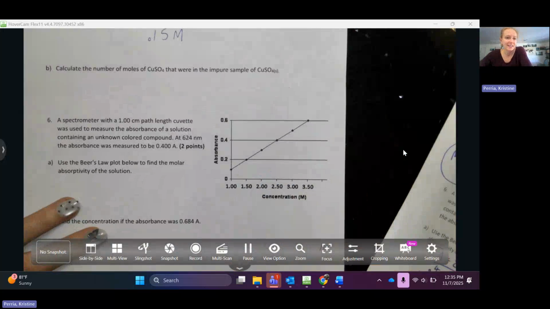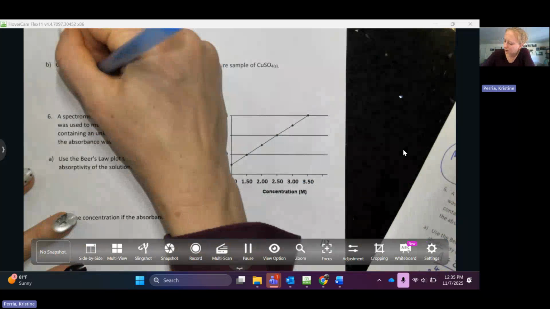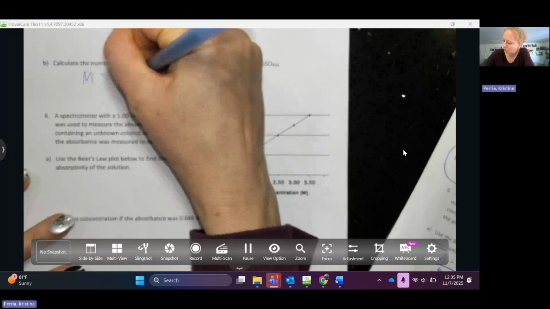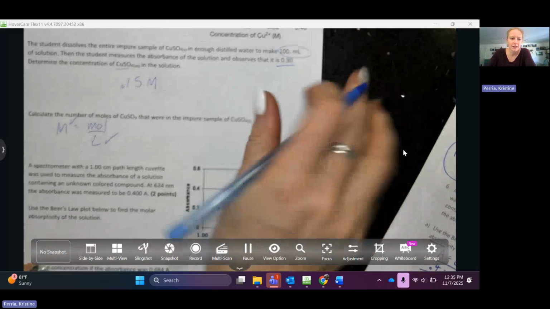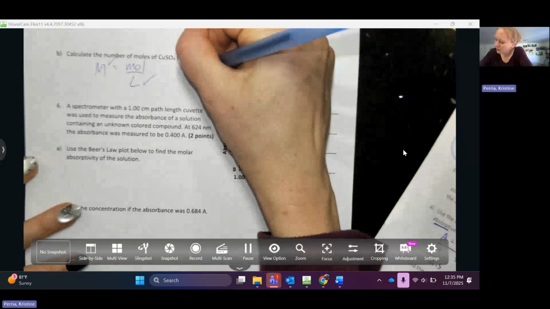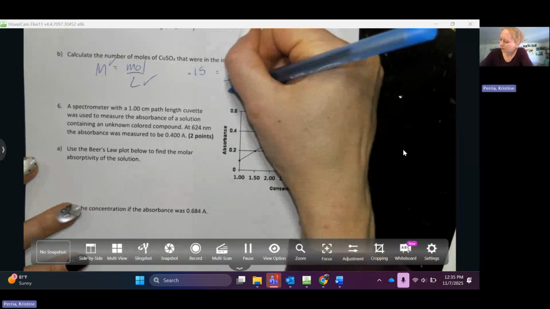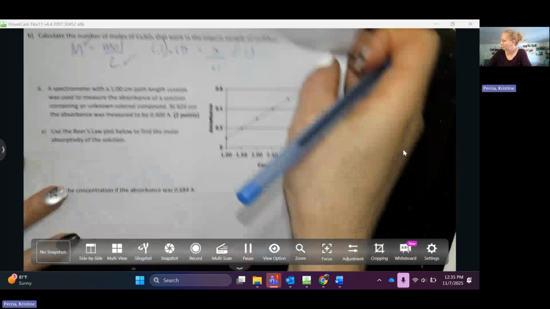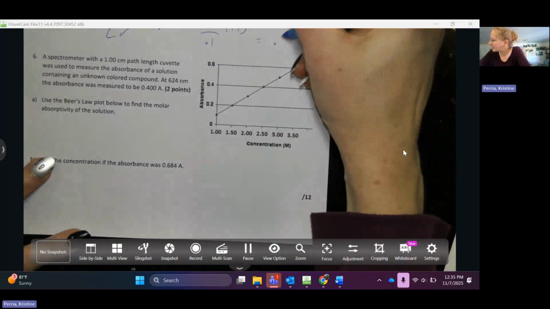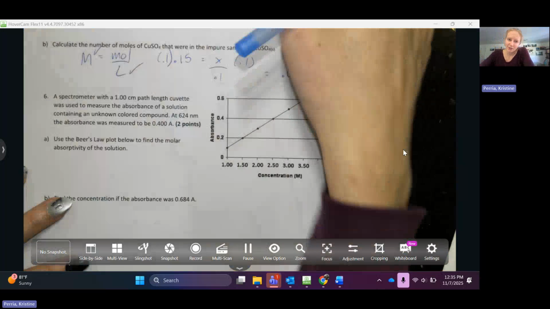Letter B, it says calculate the number of moles of CuSO4 in the impure sample. So we know that molarity equals moles over liters. We have molarity, we have liters, right? We have 100 milliliters right here. So we can solve for moles. So we're going to have 0.15 is going to equal X over 0.1. So if I multiply both sides by 0.1, then I'm going to get 0.015 moles.